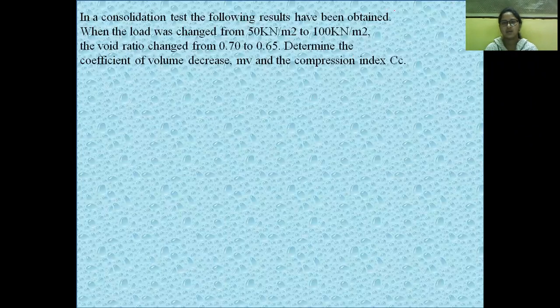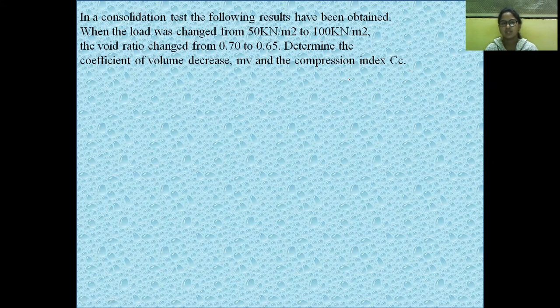Okay guys, before going to solve the problem, first read out the problem carefully and write the given data, and the formulas required for solving that particular problem.